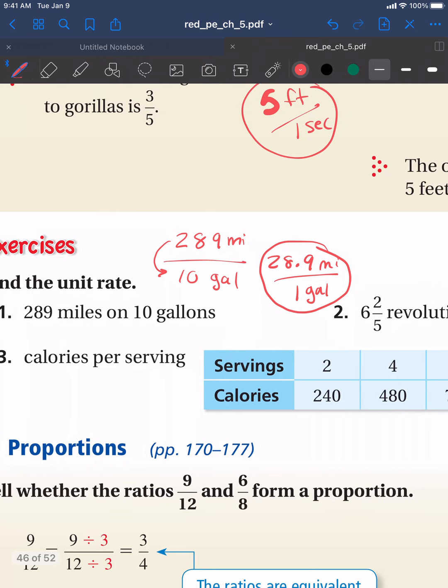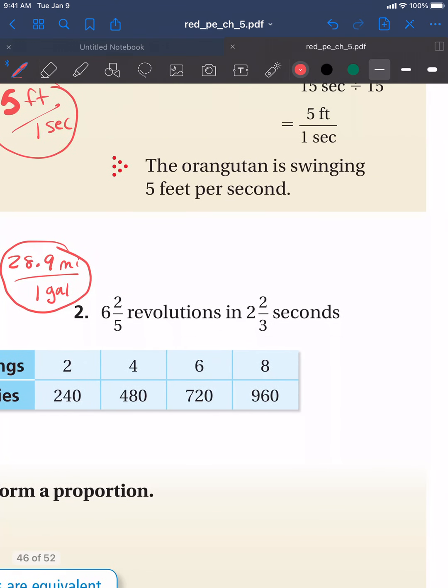Number 2. 6 2/5 revolutions in 2 2/3 seconds. Do you guys know what a revolution is? Spinning. Yes, it's like a wheel revolves in a circle, right? So maybe they're talking about how fast a tire moves when you're going a certain speed. Or maybe they're talking about a Ferris wheel, I don't know.